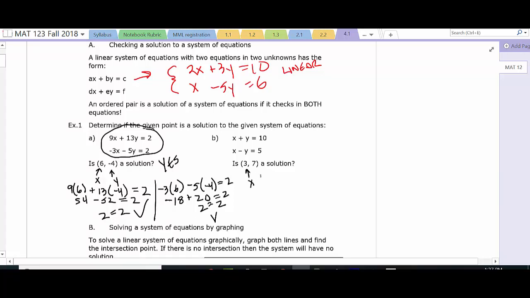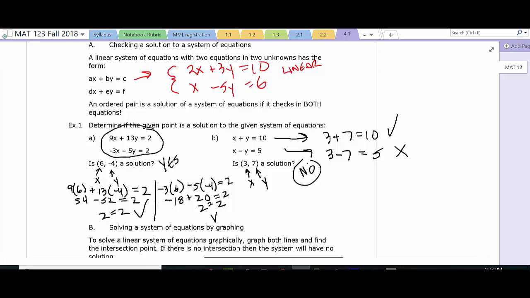The next one's the same. x is 3, y is 7, so you plug into the first equation. That would be 3 plus 7 is 10, so that checks. Then if you plug it into the second one, you would have 3 minus 7, which is not 5. So that doesn't work, and this would not be a solution. A point's a solution if it works in both equations. Everybody with me there? That's what a solution of a system is.